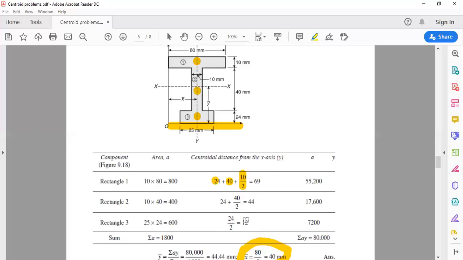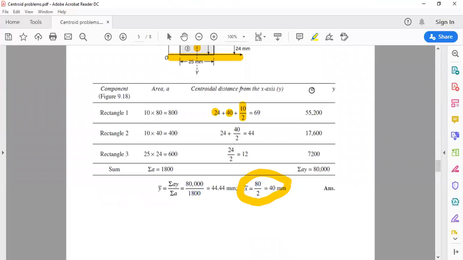So finally, I will calculate AY. What is AY? It is nothing but A into Y. So you are going to multiply the area of the first rectangle with the first Y1. So it is A1 Y1, A2 Y2, A3 Y3. And finally, you sum up all the areas, which will give you sigma A. You sum up all the AY, which will give you sigma AY.